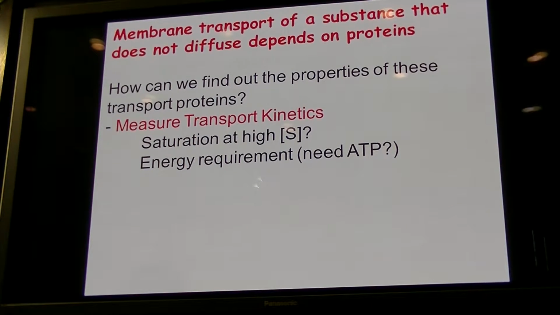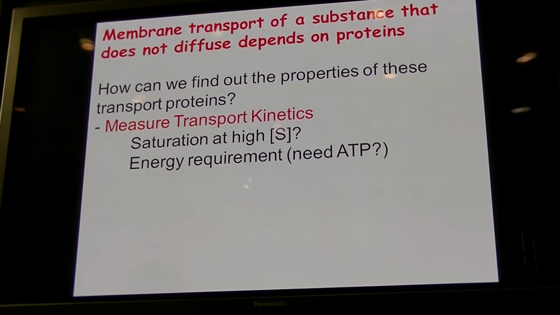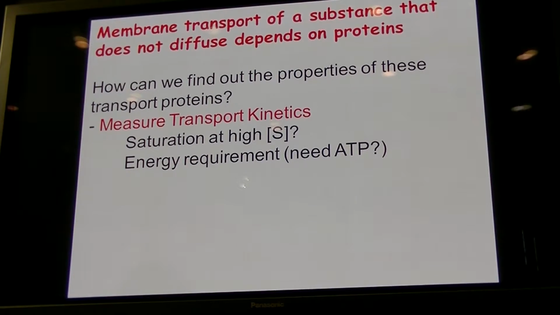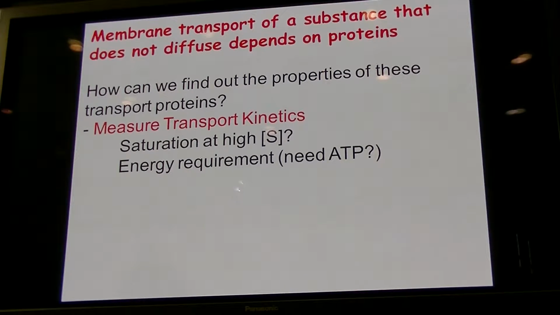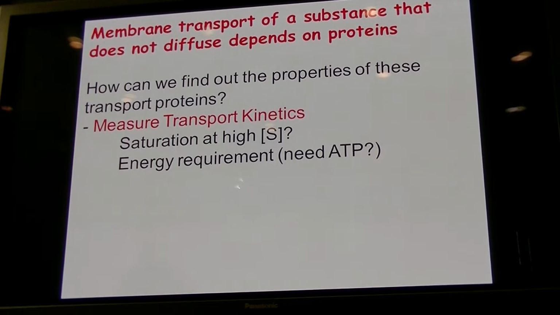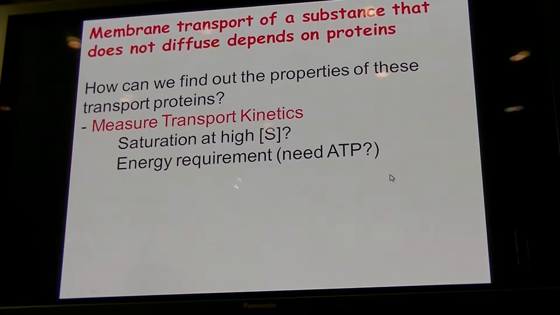Okay, so if we have no simple diffusion, then we must have transport through a protein. And we can find out what type of protein might be involved by making a Michaelis-Menten plot. We call that a kinetics experiment.